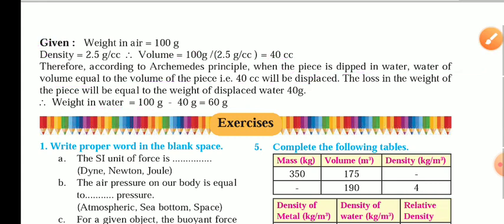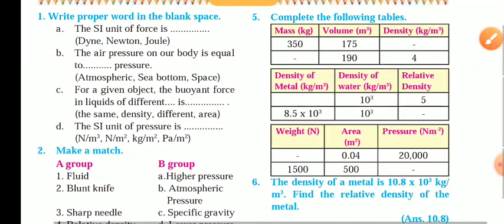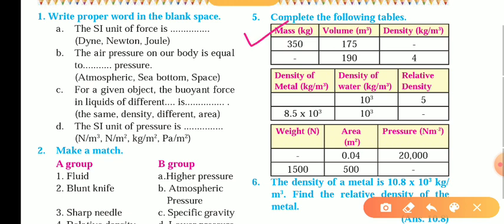Let's go towards the unsolved examples given in the chapter. First, they have given us question number 5, complete the following tables. In that, mass, volume and density. On this particular, we have to calculate and get the results. So first part they have given mass, volume they have given, density we have to find out.